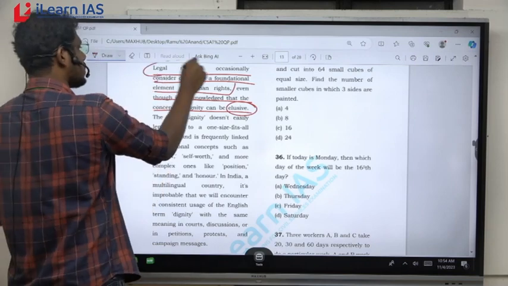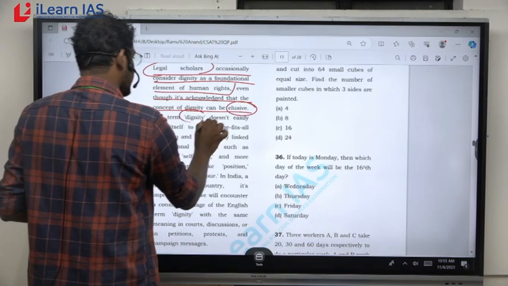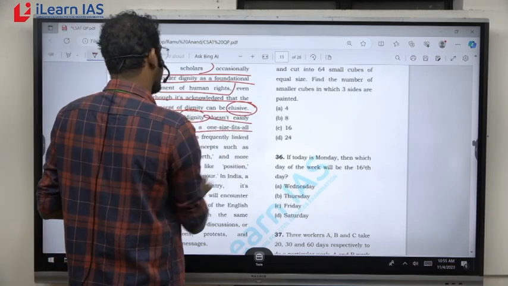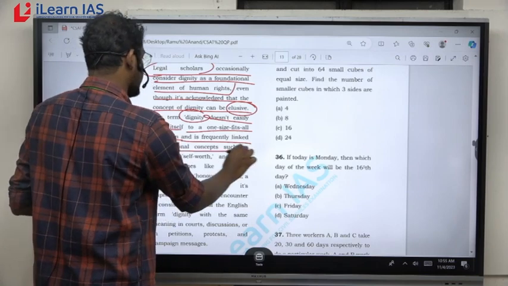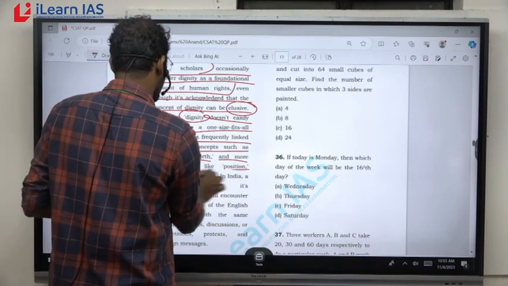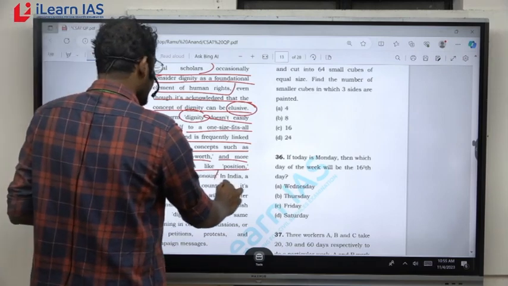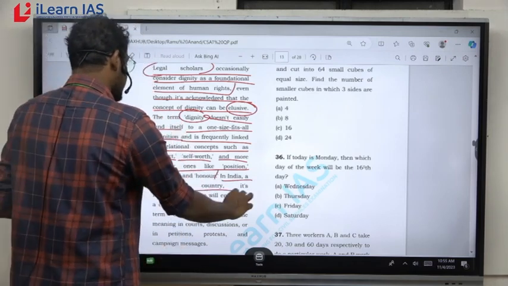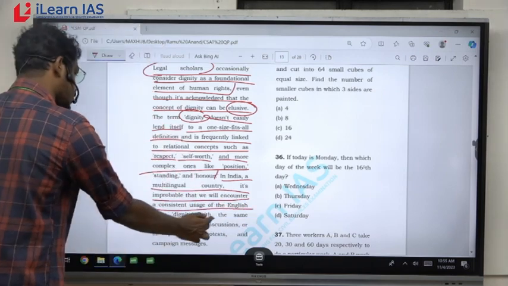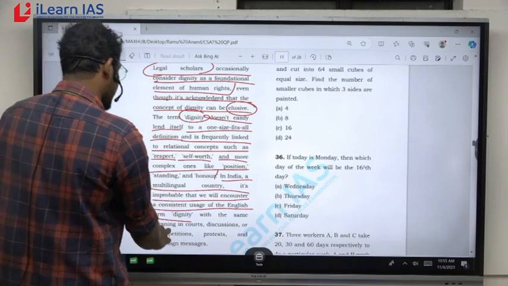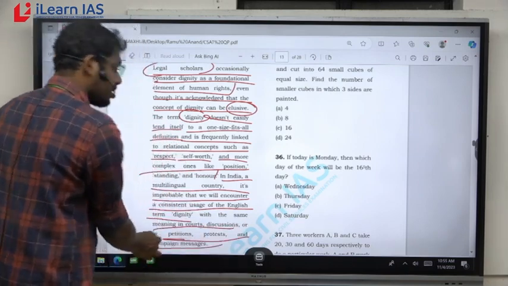So legal scholars consider dignity as a foundational element of human rights. The term dignity doesn't easily lend itself to a one-size-fits-all definition, and is frequently linked to relational concepts such as respect, self-worth, and more complex ones like a position, standing, and honor. In India, a multilingual country, it is improbable that we will encounter a consistent usage of the English term dignity with the same meaning in courts, discussions, or in petitions, protests, and campaign messages.